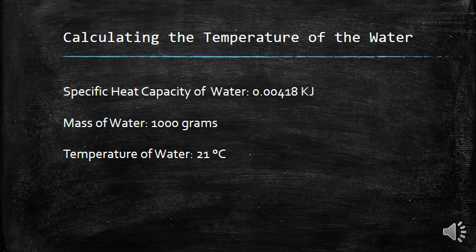Now we are going to calculate the temperature of the water. Some of the variables that we're going to be using for this are specific heat capacity of water, mass of water, and temperature of water. So the specific heat capacity of water in liquid form is 0.00418 kilojoules. Then the mass of water is 1,000 grams, and the temperature of water is 21 degrees Celsius.